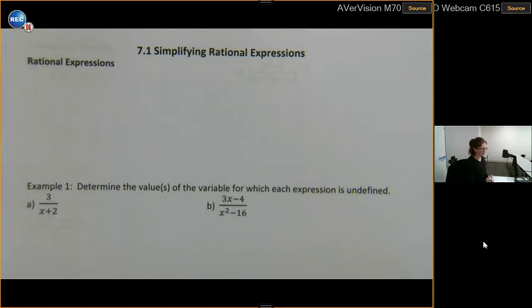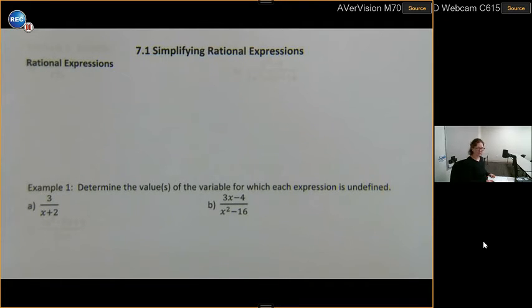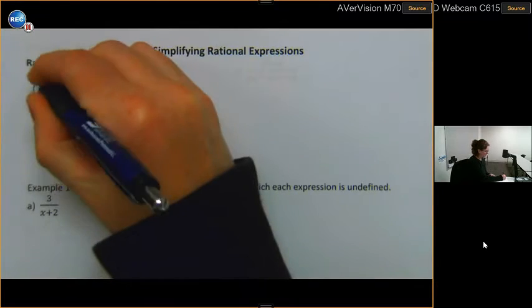Chapter 7, Section 1 is simplifying rational expressions. So first off, what is a rational expression? It's a fraction containing polynomials for the numerator and denominator.